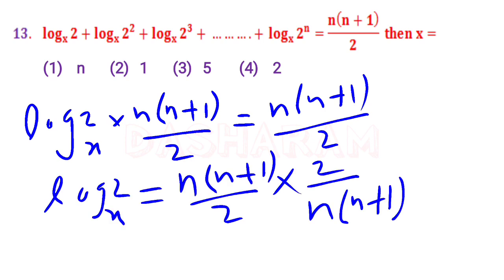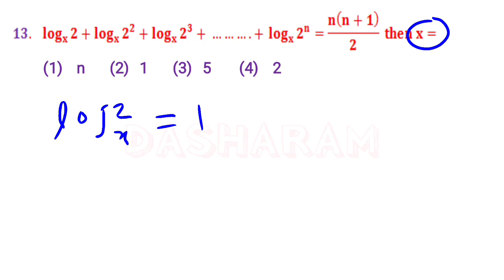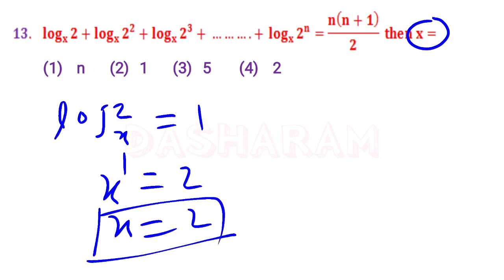Next, this term is transposed to the RHS side, so it is multiplying. When you transpose to the RHS side, the fraction will become reversed. So what happens here: n into n plus 1, n into n plus 1 cancel, 2 cancel, then log 2 base x equals 1. Now to get the x value, I am going to write it in exponential form. In the first chapter, exponential form and logarithmic form, two topics are there. So its exponential form is x to the power of 1 equals 2, x to the power of 1 equals x, so x equals 2. So the required answer is 2, option 4 is correct.